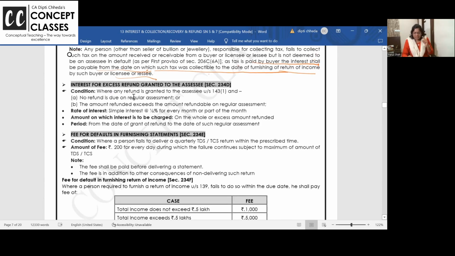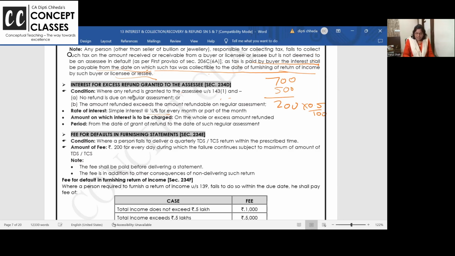Now, 234D, interest for excess refund. Sometimes, the department gives you excess refund. Again, when they ask you to pay back, you have to pay along with interest. This time it is 0.5%. Where any refund is granted to the assessee and no refund is due or the amount refunded exceeds, they had to give you 500 refund. By mistake, they gave you 700. Now 200 excess refund, you have to give back. On this, simple interest is calculated at 0.5% per month.